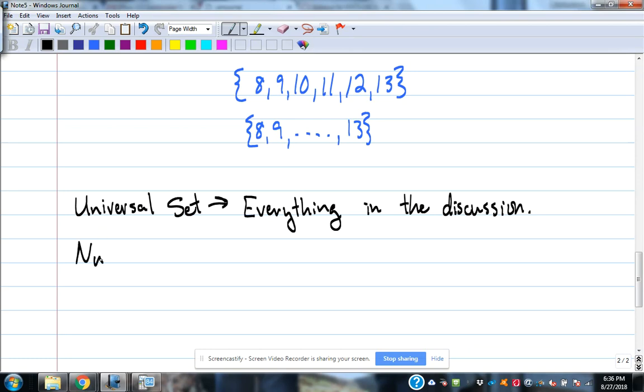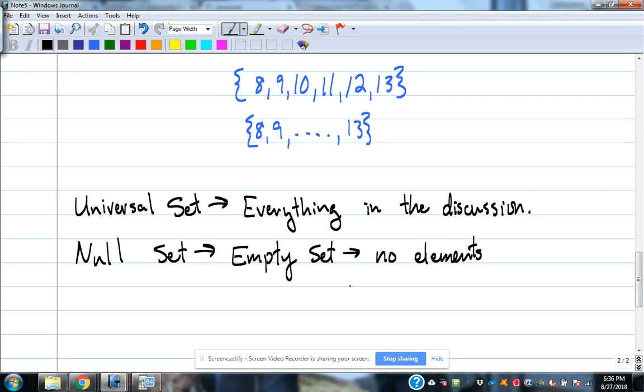The null set, N-U-L-L, null set. Fancy word for the empty set. It has no elements. The notation for that is either just empty curly braces or a circle with a slash through it. Both of those mean the null set or the empty set. It has nothing in it at all.